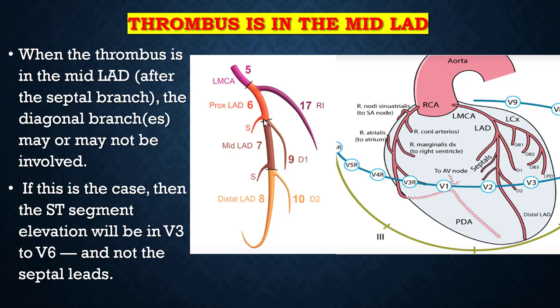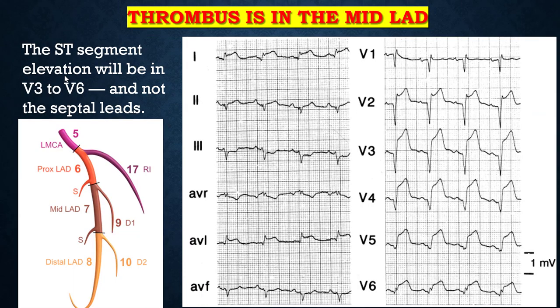Here the blood supply is maintained. The ST segment elevation will be in V3 to V6. Here you can see from V3 to V6 the ST segment elevation, and not in the septal leads. Septal leads are V1 and V2. Here in V1 you can see there is no elevation of ST segment in the septal leads.